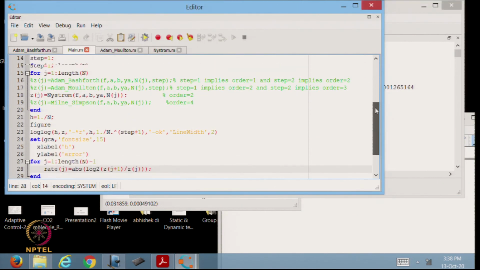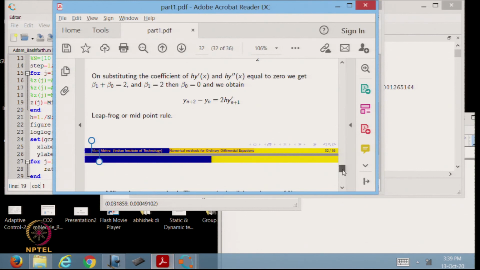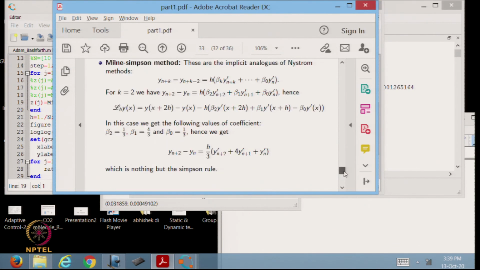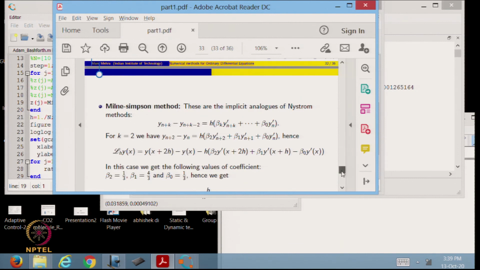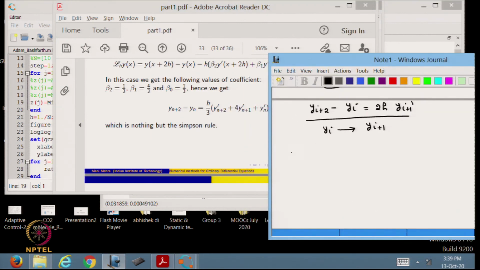Okay. So, now I am commenting this because in this category, as I have already said, we have worked out only one difference scheme, Milne-Simpson's formula. We can check in the slides what we have done corresponding to the Milne-Simpson formula. Basically, we have implemented for k equal to 2 this difference scheme which I am writing again here: yi plus 2 minus yi is equal to h by 3.